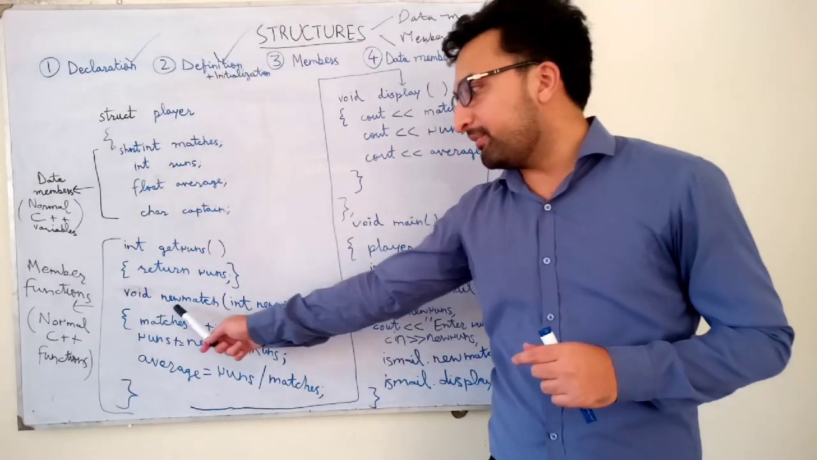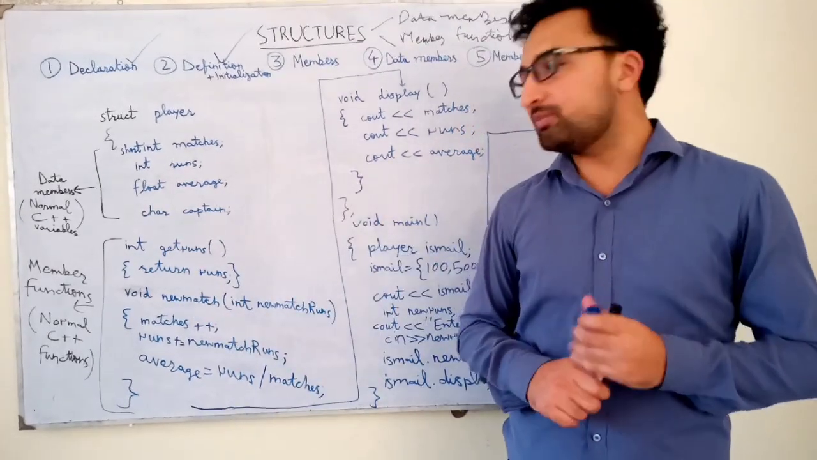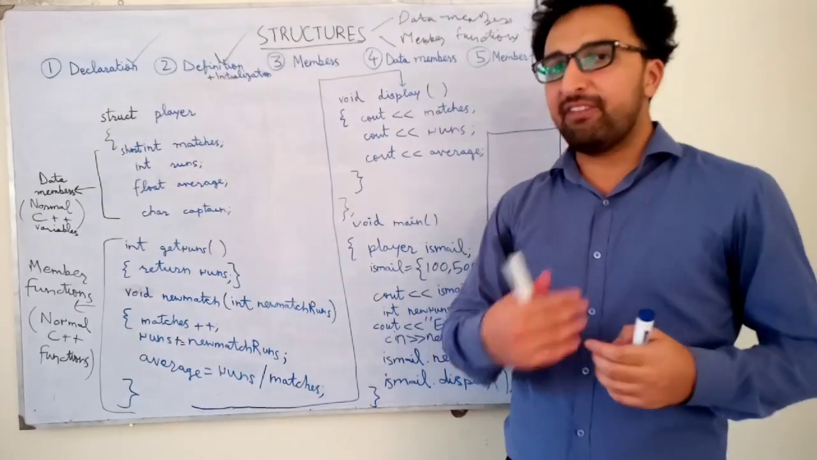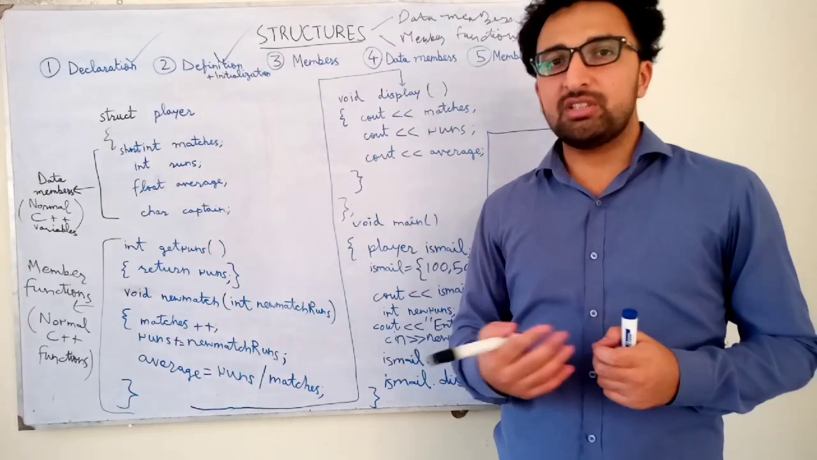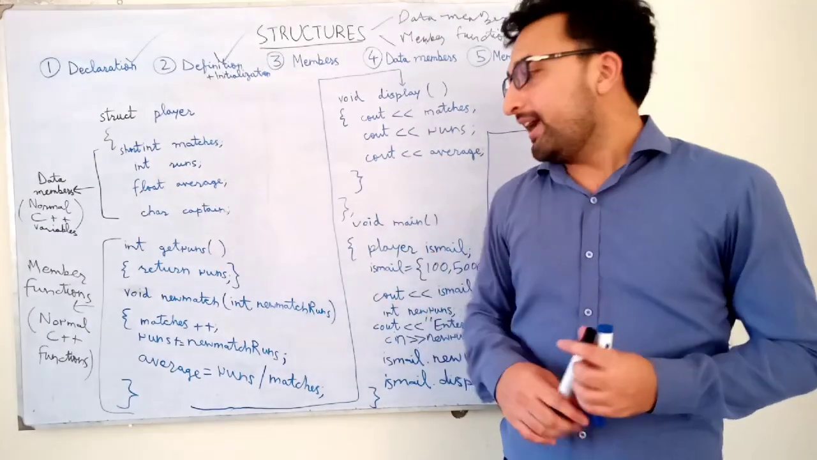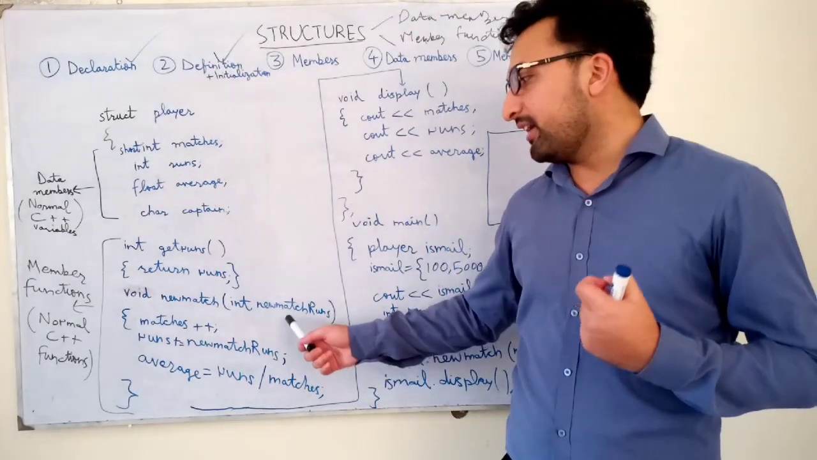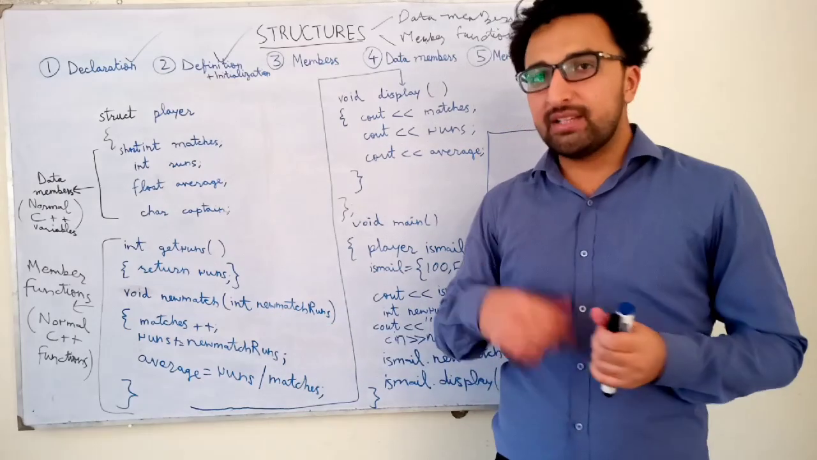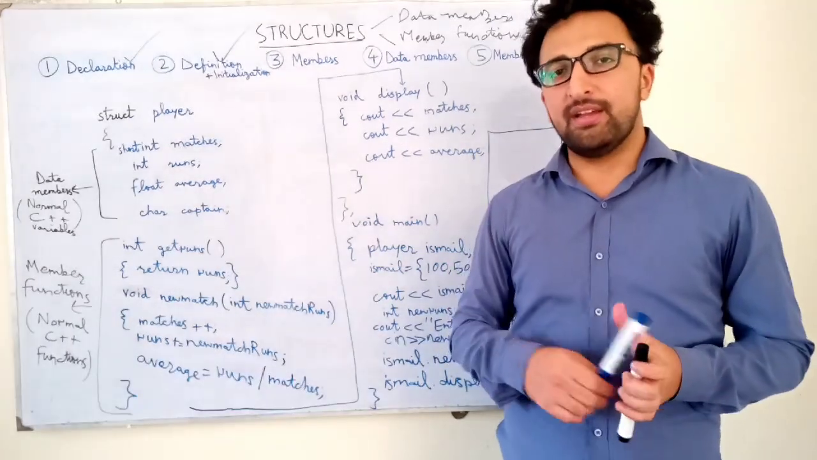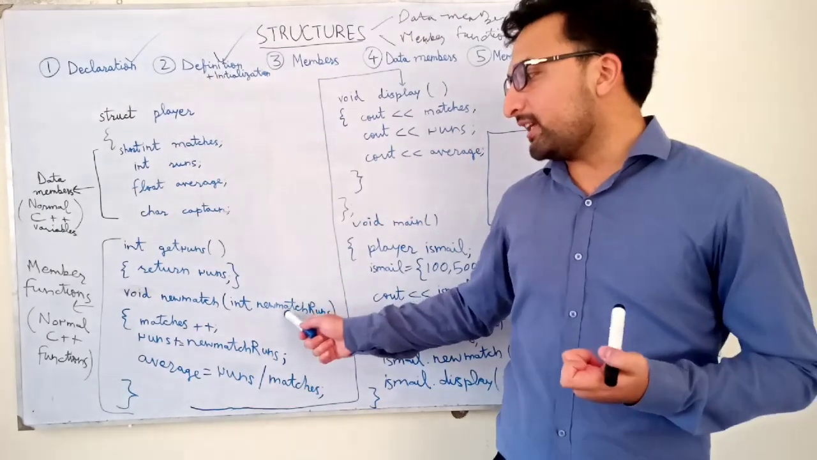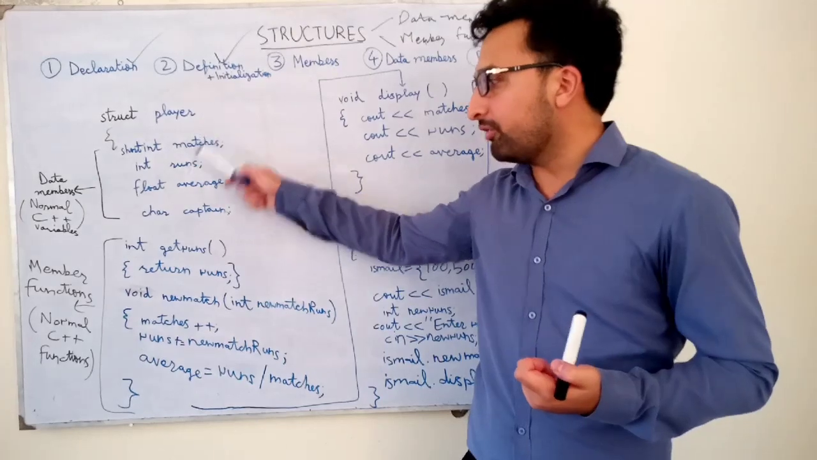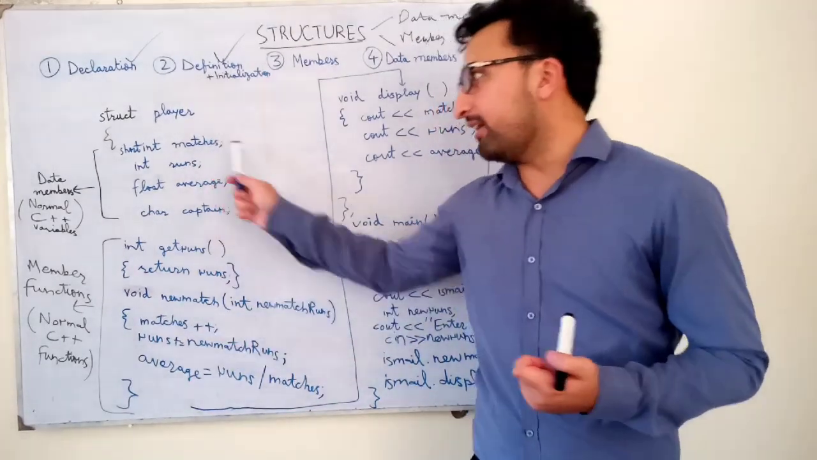This function basically updates the data every single time a match is played. For example, a match is played around the world, and we enter the runs scored by any player in that particular match as an input to this function. It takes that input and updates all the data of runs, matches and average.